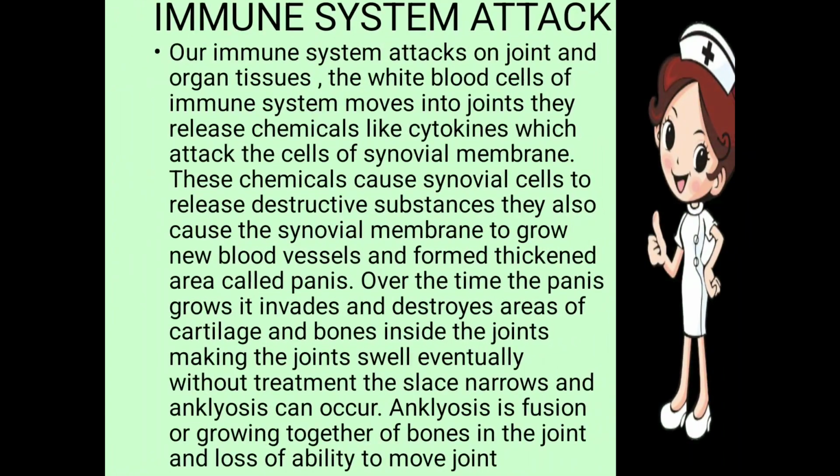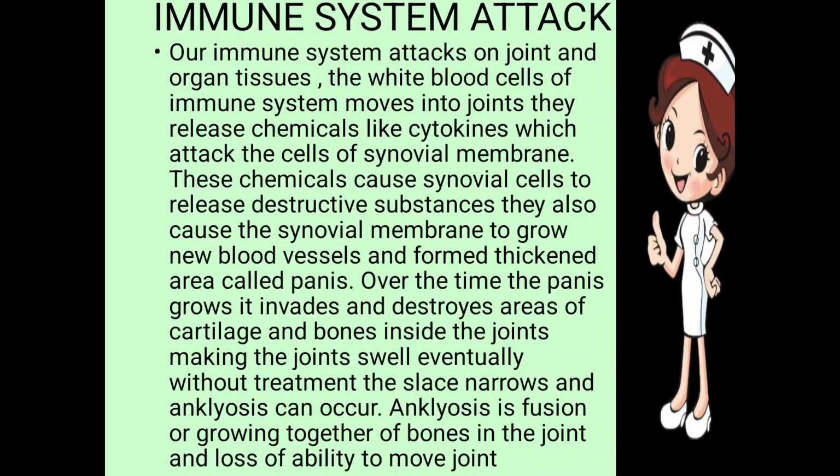The next one is immune system attack. Now, what is the immune system attack? Our immune system attacks the joints and the organ tissue. Our immune system is basically a system which helps to prevent us from different kinds of diseases. Normally, our body's immune system attacks the germs which cause diseases. But here there is a different case. In this case, the immune system of our body attacks the joints as well as the organ tissues.